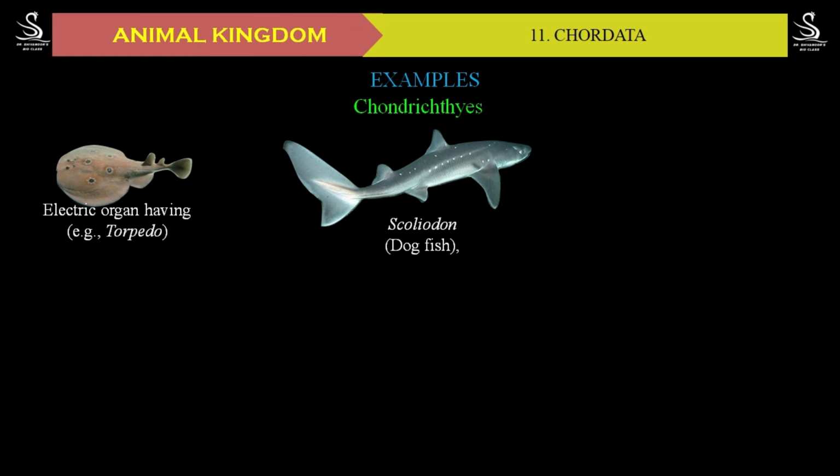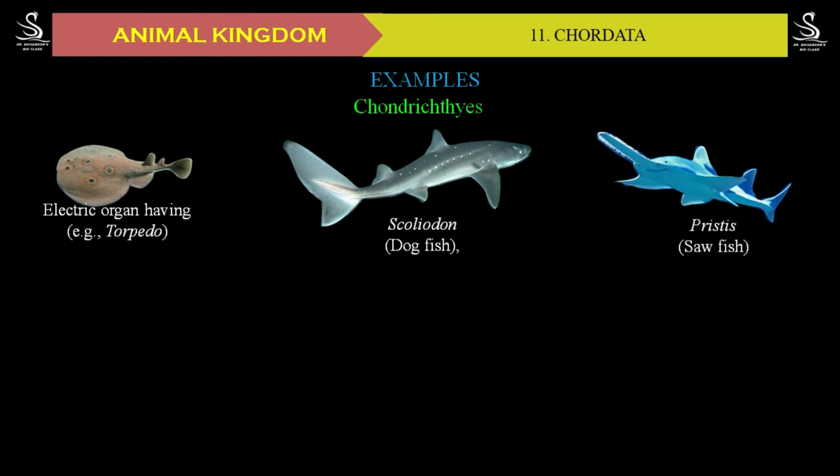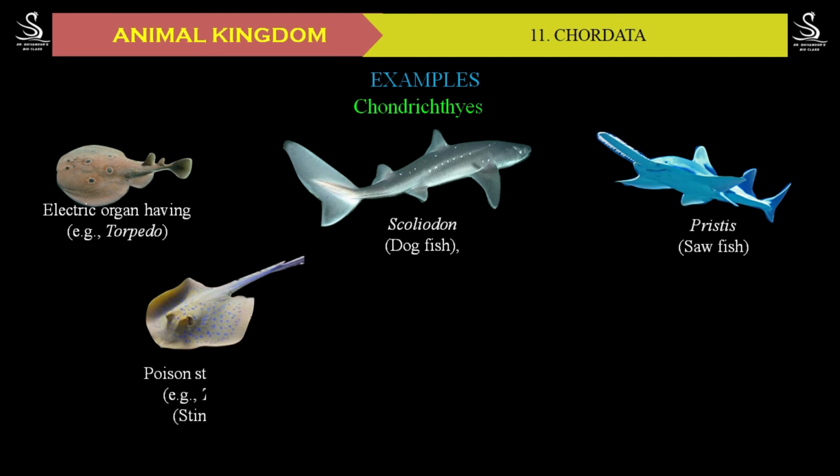Then the next fish is Scoliodon. It is commonly called a dogfish. And the next one is Pristis. It is also called a sawfish because it has a saw-like structure on the front side. And one more ray fish here is the stingray. Students, it has a poison sting. You are observing here, this is the long elongated sting they have, and it bears the poison.